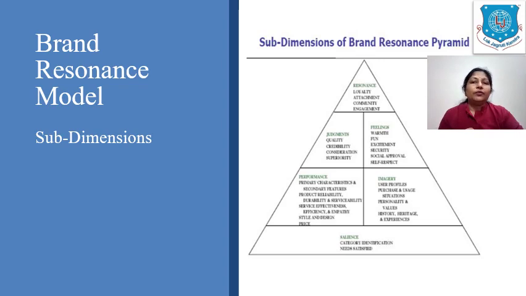The last block, the fourth block, is brand resonance. This is the final stage of the model and definitely the most desirable stage that any company or marketer would like to achieve. This is the nature of the relationship that customers have with the brand. It can be broken down into 4 stages: loyalty, attitudinal attachment, sense of community, and active engagement. According to Keller, brand resonance is the key to developing a deep attachment and also evoking strong emotions.